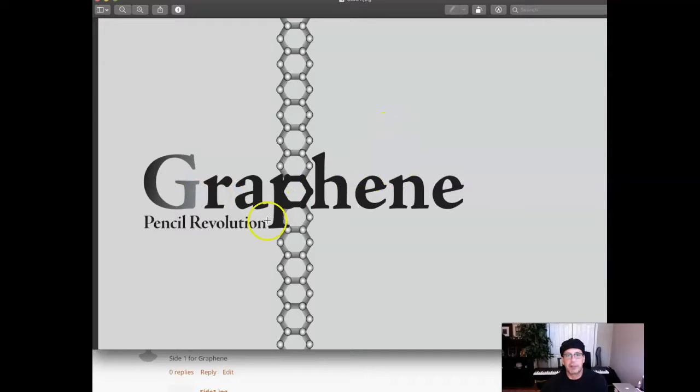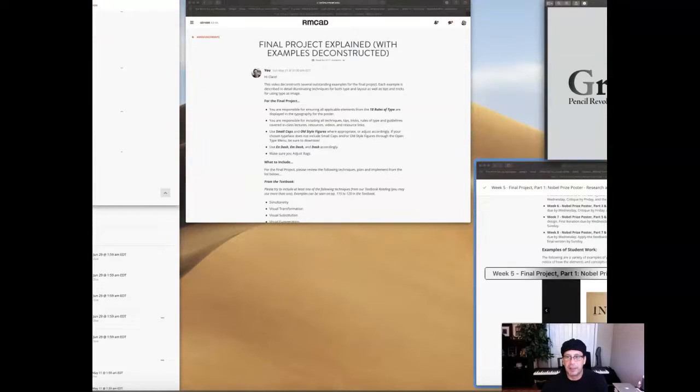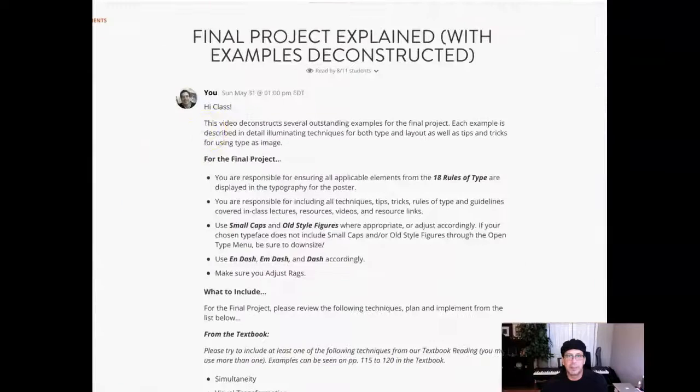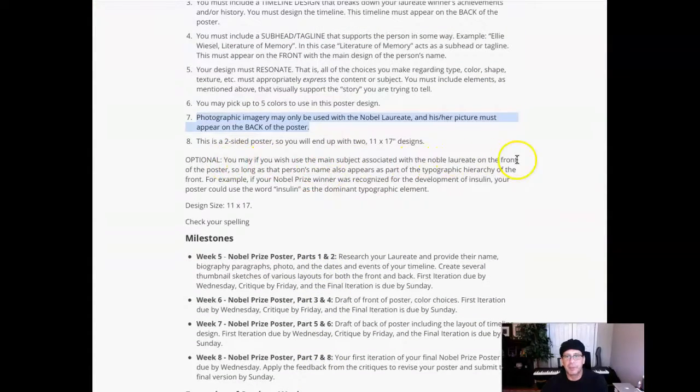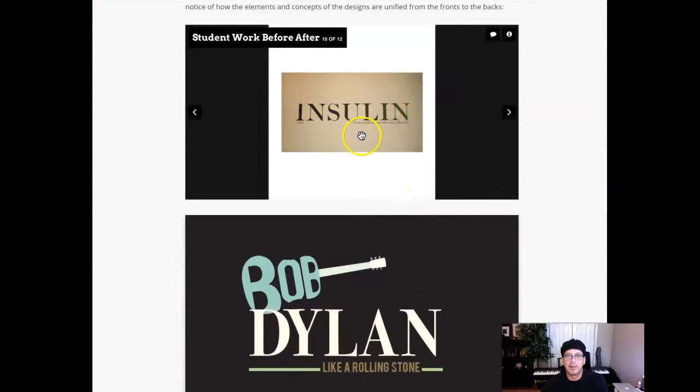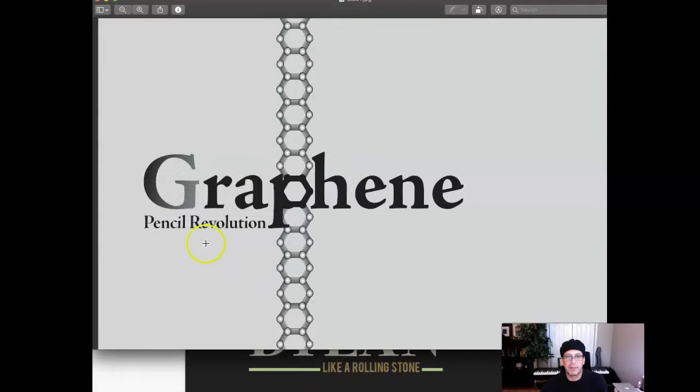Number one, I'm seeing graphene, pencil revolution. This isn't giving me a whole lot of information here. So if we go over to the course assignment, we can see this page right here. Optional, if you wish to use the main subject associated with the Nobel laureate on the front of the poster, so long as the person's name appears in the typographic hierarchy for the front. This is an example right here: insulin, but it's got the name of the people who invented insulin right there. Right now, yours has graphene. It just says pencil revolution, but we don't know who, so we're missing a requirement here.